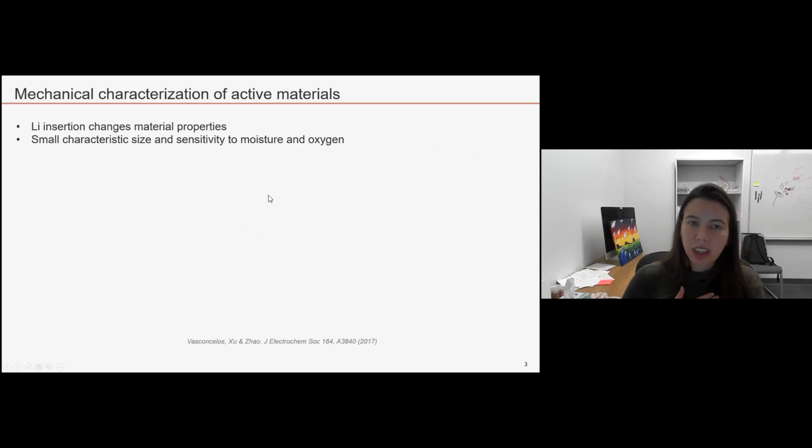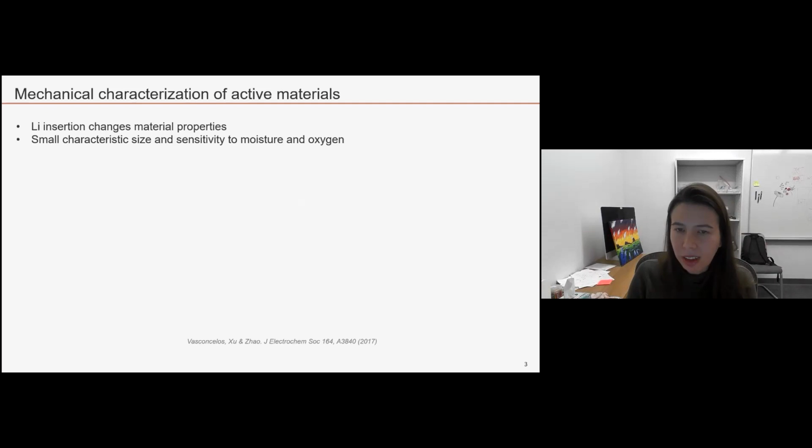So first I will start with how we characterize those materials, how we do mechanical probing of those materials. The challenge, in addition to the fact that the composition is changing, is that the characteristic scales of those materials are very small, micrometer, sometimes nanometer size. And once you start to lithiate them, they become very sensitive to moisture and oxygen. So they're a closed system, you cannot really open it in the air and test it.